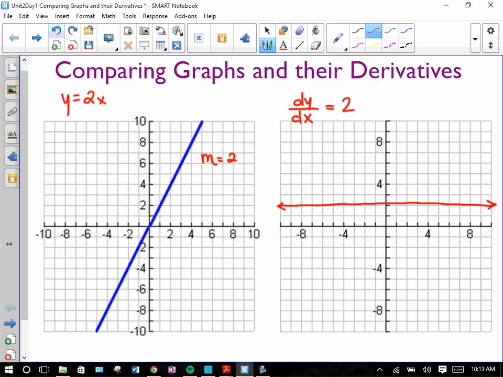This graph is always increasing. This function is increasing. And what do we notice about the derivative? It's always positive. Alright? And I'm going to emphasize that because there are some relationships here that we're going to start talking about in the next couple of days.